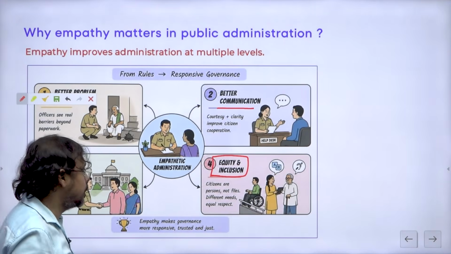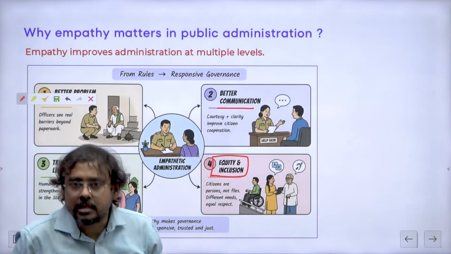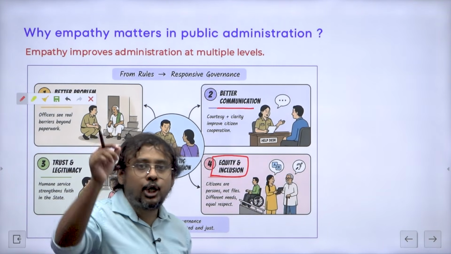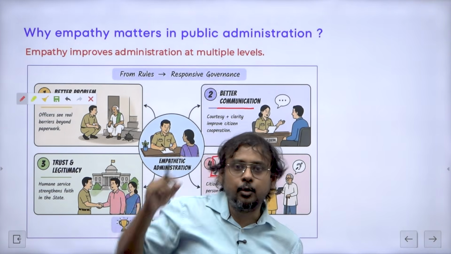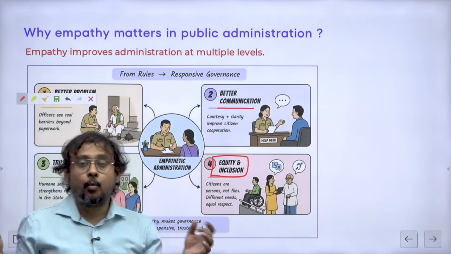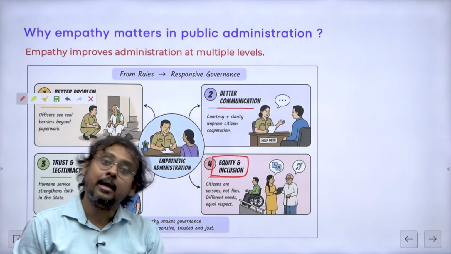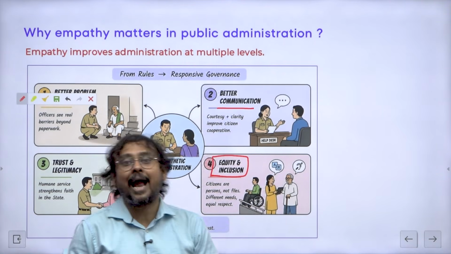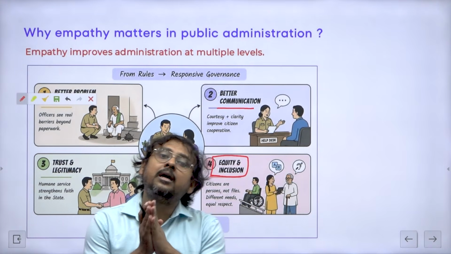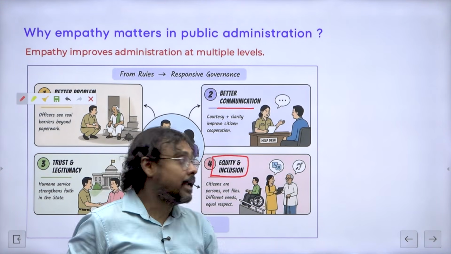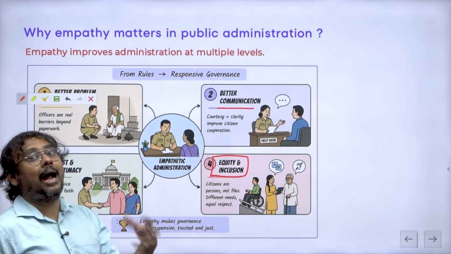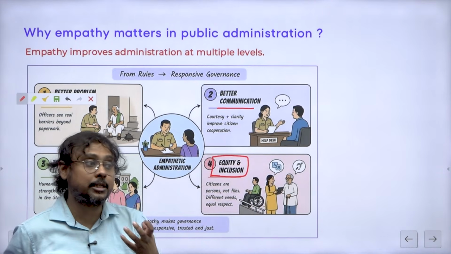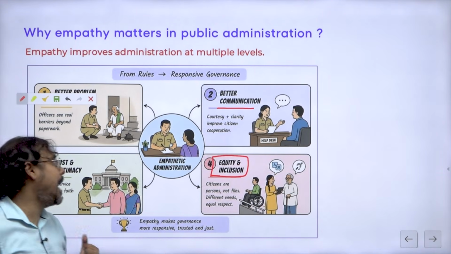Empathy helps in equity and inclusion. So citizens are not files, citizens are not numbers, citizens are not that small dot or a small value in the so-called census, right? What are citizens? Individual beings. They have individual concerns, they have individual problems. For that, what they need is categorical. They need a very tailor-made understanding of their problem, right? And hence, once an administration becomes an empathetic administration, it ensures what? It ensures equity and inclusion.